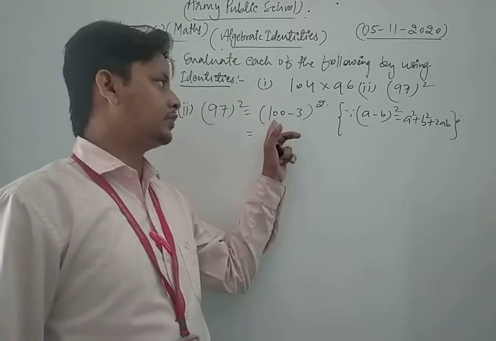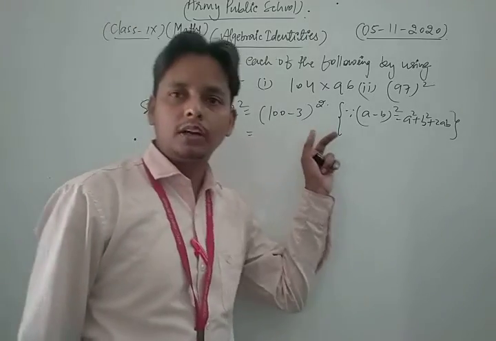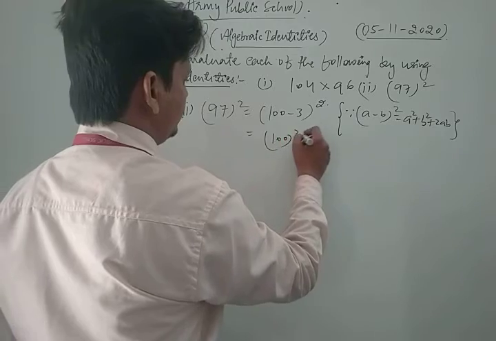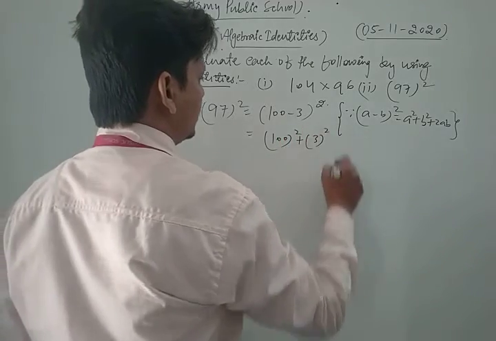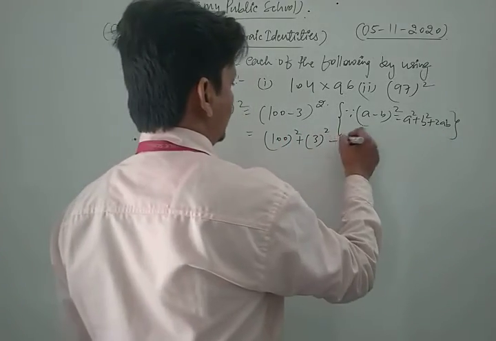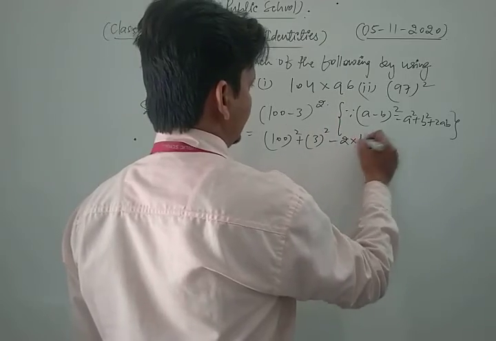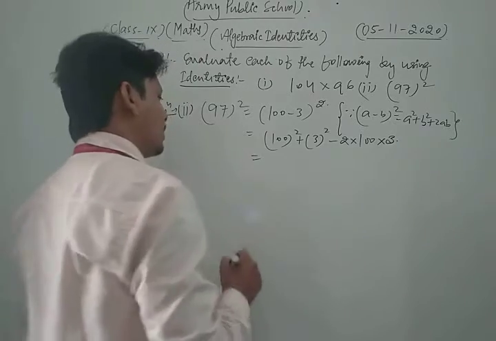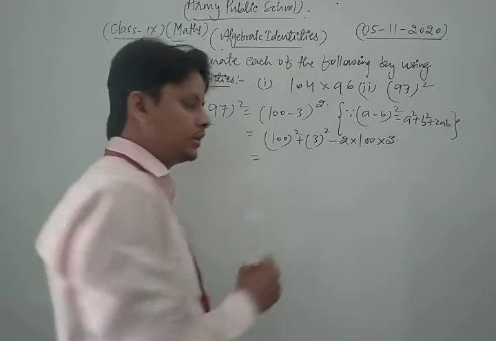Here the value of a is 100, and the value of b is 3. So here we write a square plus b square plus 2ab. Plus 2 into a, that means 100, and b means 3. So we get 100 square, and the value of 100 square is 10,000.